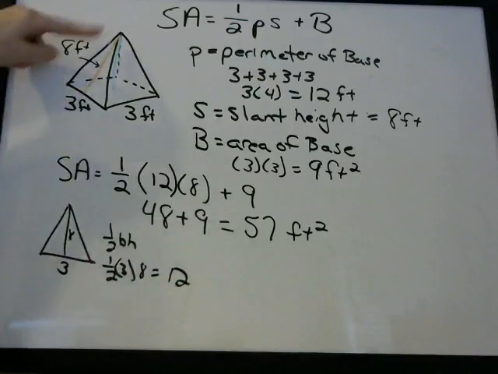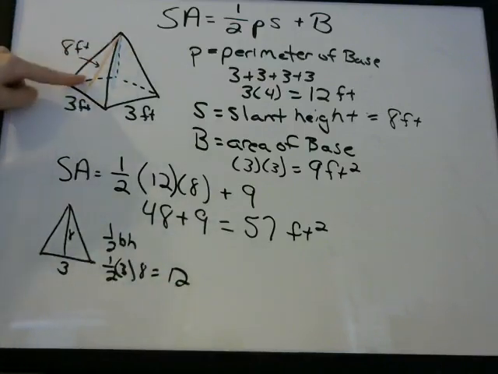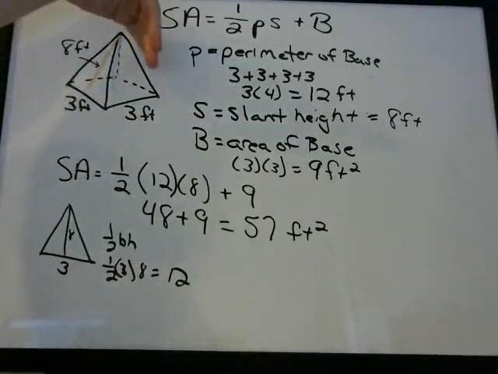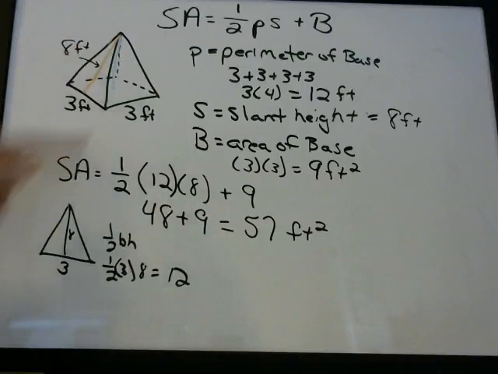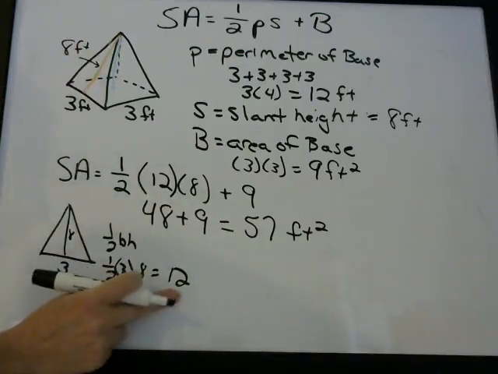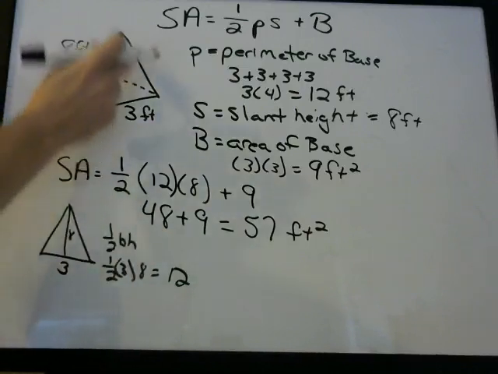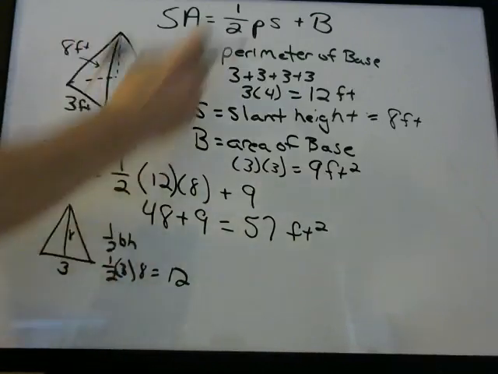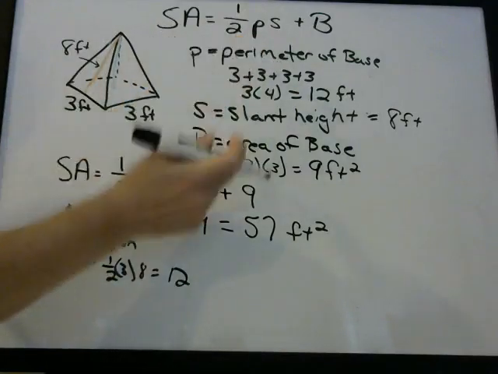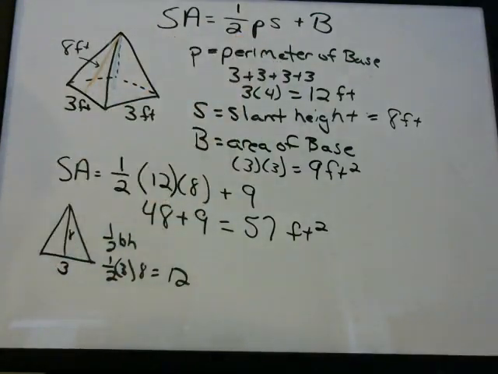So if this triangle's area is 12, this front face has the same area of 12. The other face has the same area. Each triangle has the same area of 12 feet squared. There's four of them. That's 48. So that's really where this number comes from. All you're doing is calculating the area of each triangle and adding them together. But there's a quicker way to do it by using perimeter and slant height.